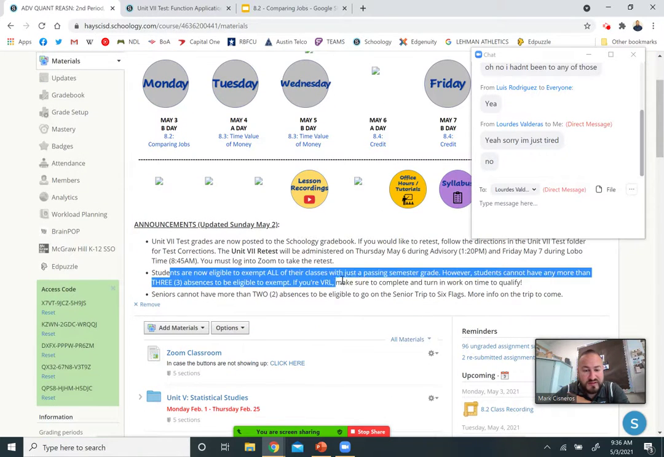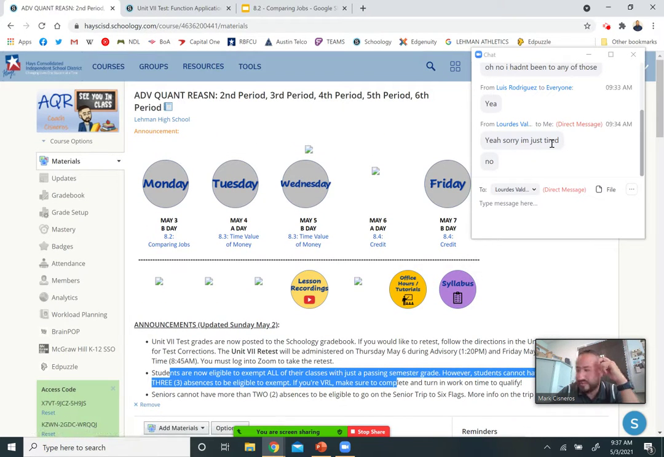Other announcements are just remember exemptions. You can exempt every class as long as you're passing for this semester, but just make sure that you don't have more than 3 absences, unexcused absences, I should say. Actually, that's regular absences to exempt. If you're virtual, just make sure that you continue to either watch lessons or attend Zoom or turn in your work on time in order to be eligible for exemption. Okay. Anybody have any questions on that?